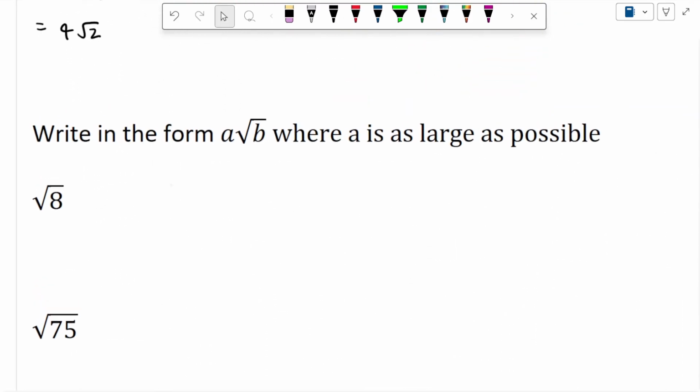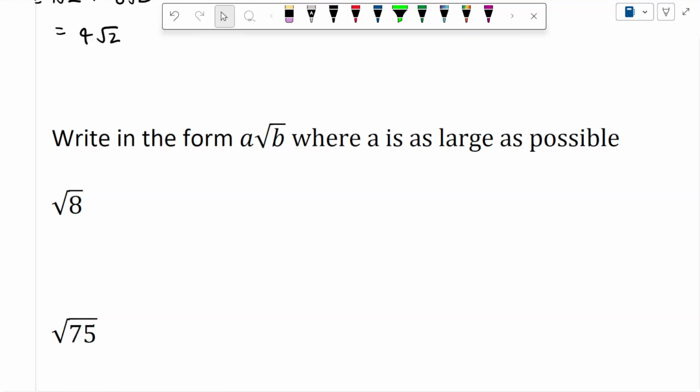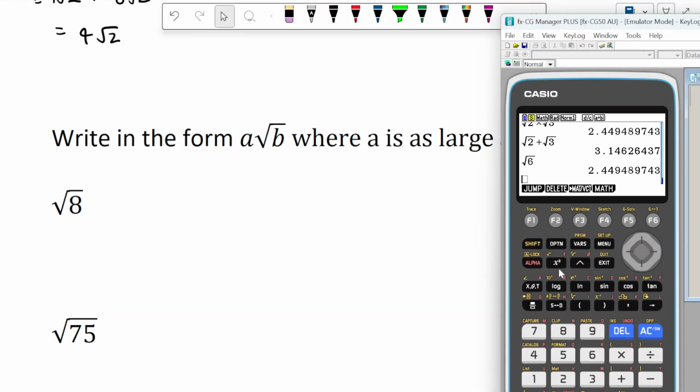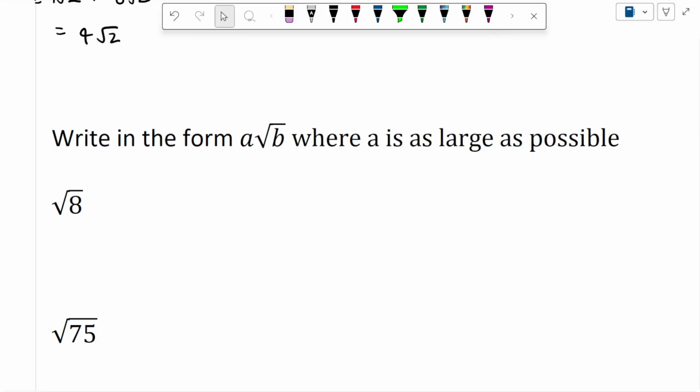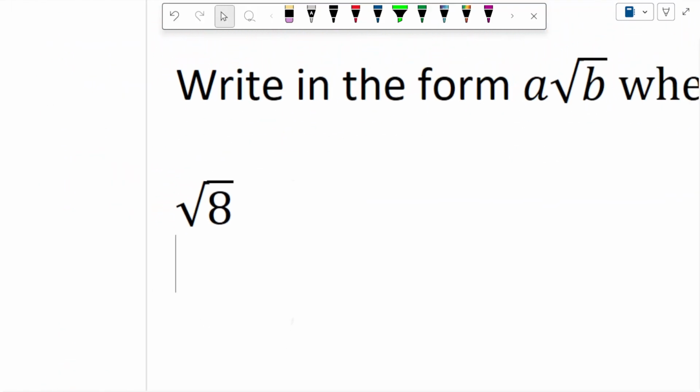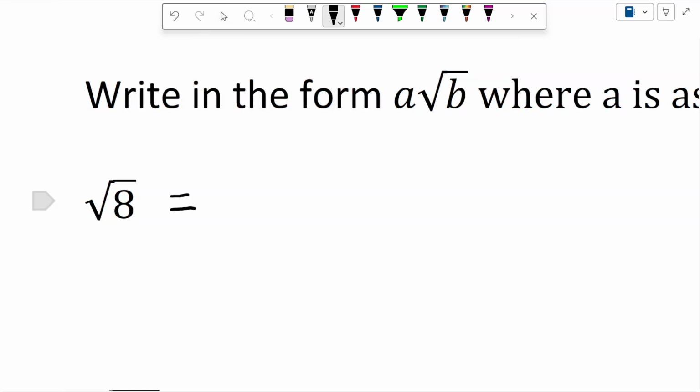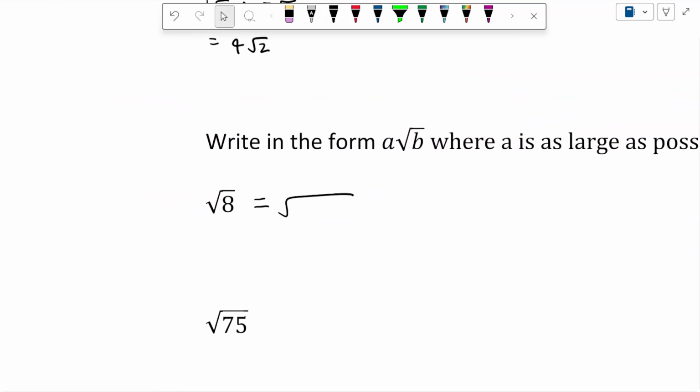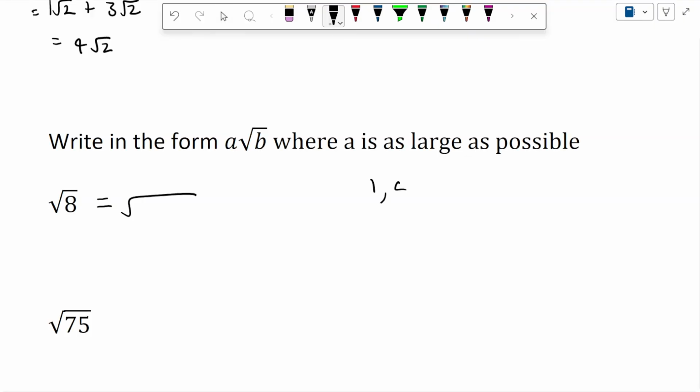Next, we've got to do this. So your calculator, you'll notice if you type root 8, actually tells you in this weird form. It says 2 root 2. The reason for that is this sort of simplification process. So we want to write 8 as 2 numbers times together, one of which is a really big square number, as big as we can make it. So the square numbers are 1, 4, 9, 16, 25, 36, and so on.